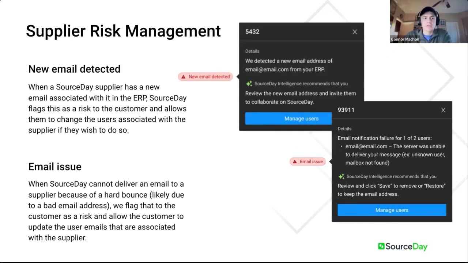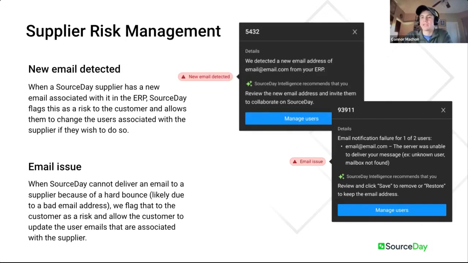This second risk is called email issue. And this is the same thing that you guys are able to see on your PO dashboard. So when a PO fails to deliver to a supplier, for example, they had a bad email address, we're flagging that on the PO in the dashboard. We're going to now be doing the same thing on the supplier hub page.